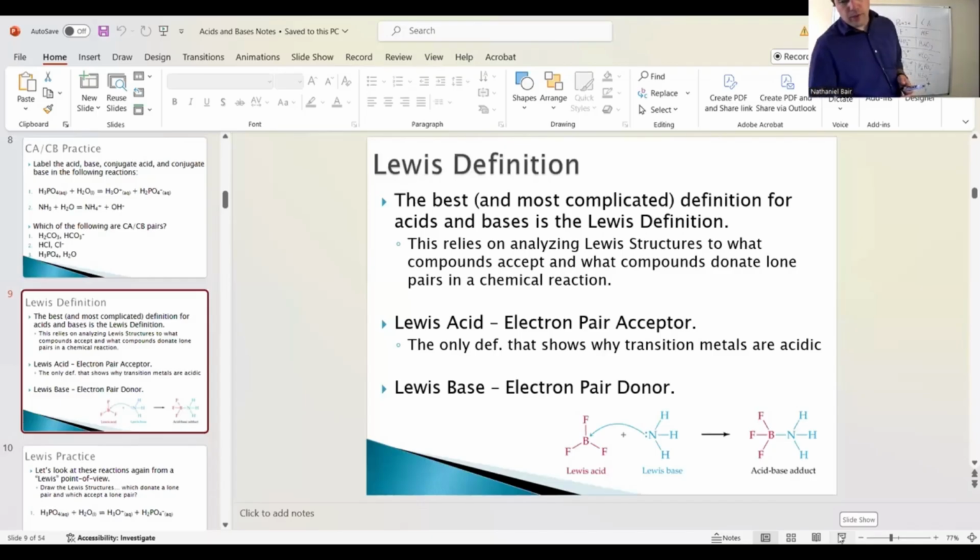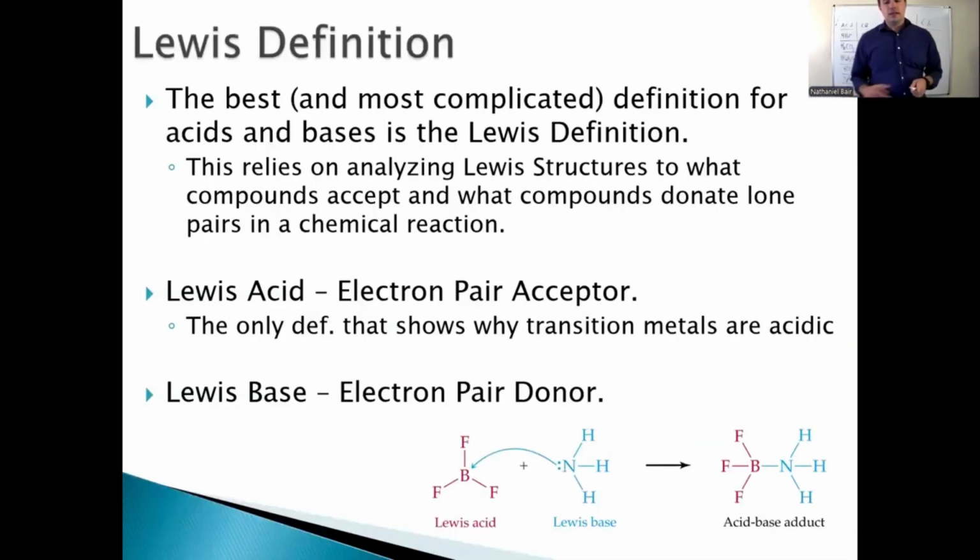Our Lewis definition of acids and bases. Again, same guy that invented Lewis structures. A great scientist, should have got the Nobel Prize, but he didn't. Again, I'll leave my opinion out of it. But anyway, G.N. Lewis said that an acid is an electron pair acceptor in an acid-base reaction, and he said a base is an electron pair donor.